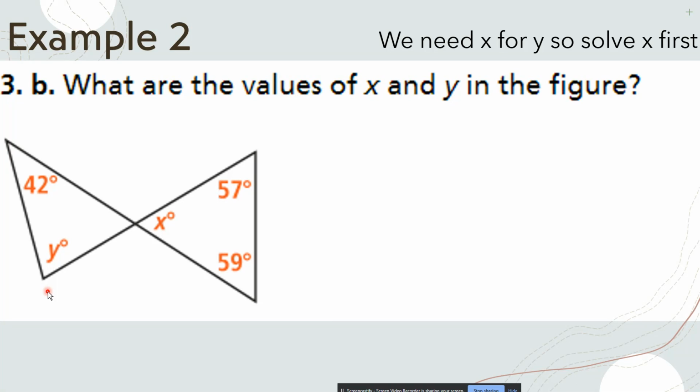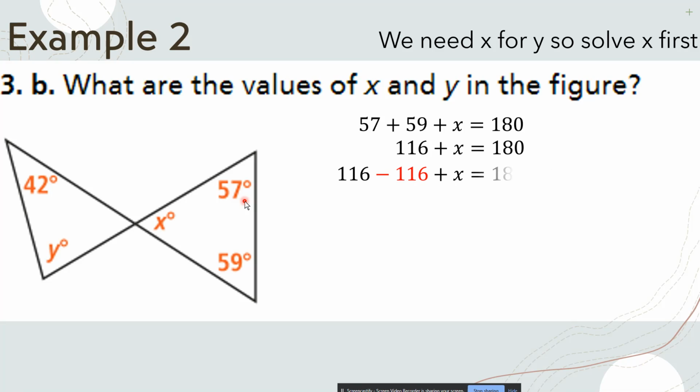Okay. Here's another example that we can look at. What are the values of x and y in this figure? So we're after this y and this x. The x is a lot easier to solve for because we just need to be together right here. So for the x, we just simply add 59 to 57 and then deduct that from the 180. So 116 plus x is 180. Subtract the 116 from both sides, and we get x is 64.